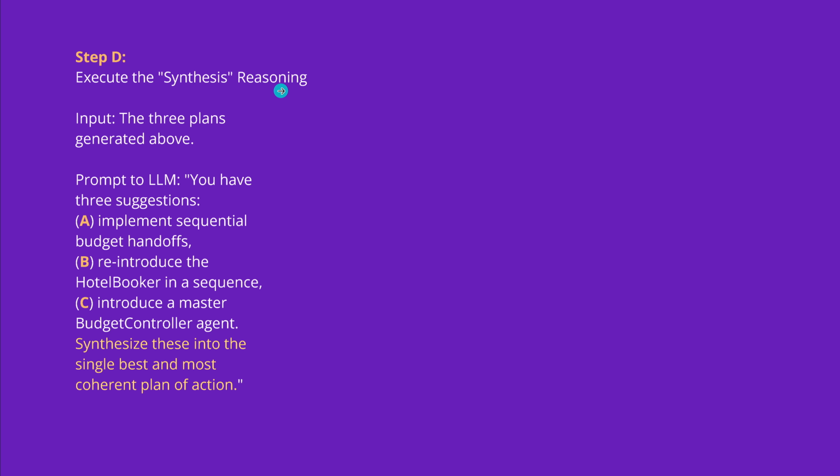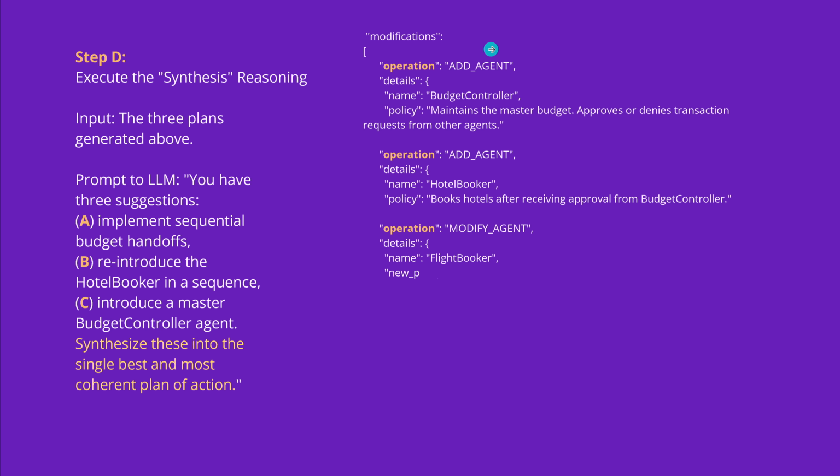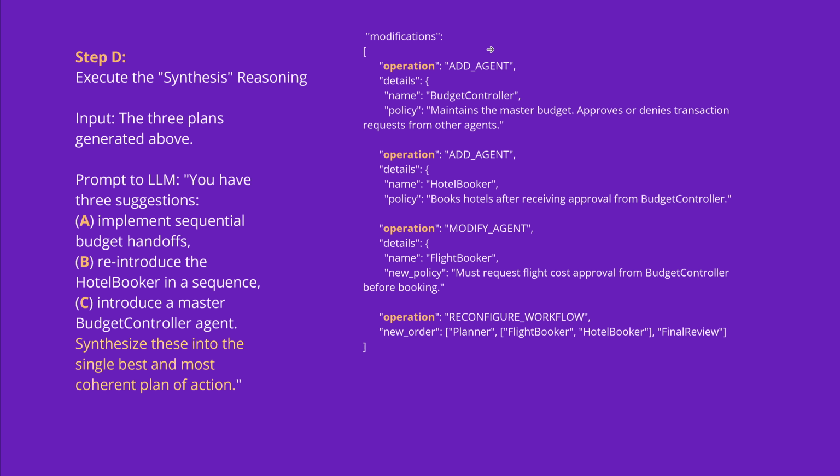It's all about reasoning. You need LLMs that excel in causal reasoning, in logic, because it has to analyze all those sequences. You can write this here in JSON. You can write it here in a Python dictionary. I don't care. What we have, A, B, C: add agent budget controller with a particular policy, add agent hotel booker with a particular policy, modify an agent, the flight booker, with a new, updated policy, reconfigure them, not forgetting here the complete workflow because we modified some of the elements here of our multi-configuration system, and that's it. The LLM should do this alone, somewhere in the dark, without human guidance. You see what we have.